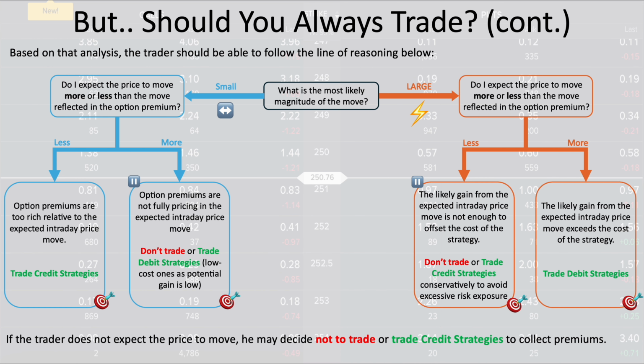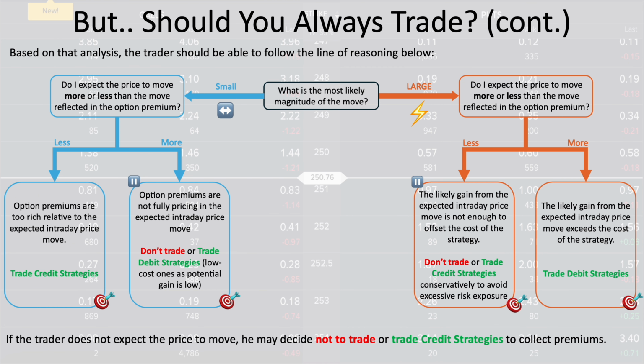But if he sees that the move will be large, but the price move expected by me is less than the implied volatility reflected in the options, so the market expects an even larger move than I do, that means that the likely gain, even if I get it right, will not be enough to offset the cost of the strategy. Because if the market expects a much larger move, the options will be too expensive.